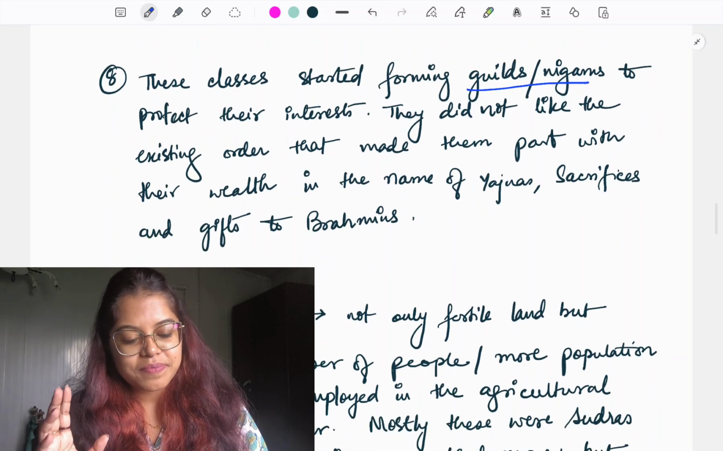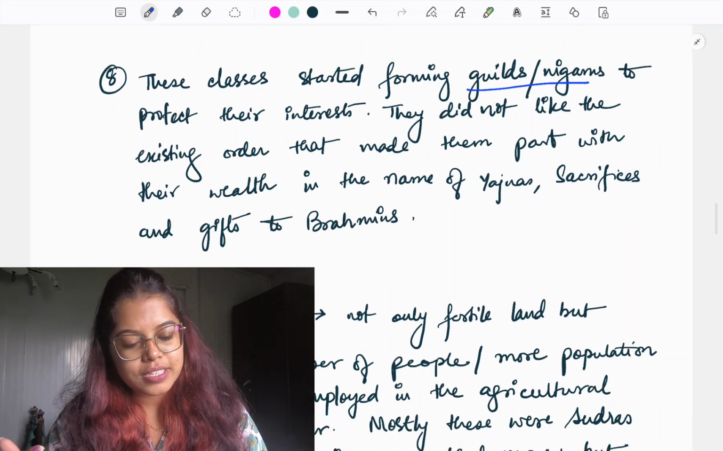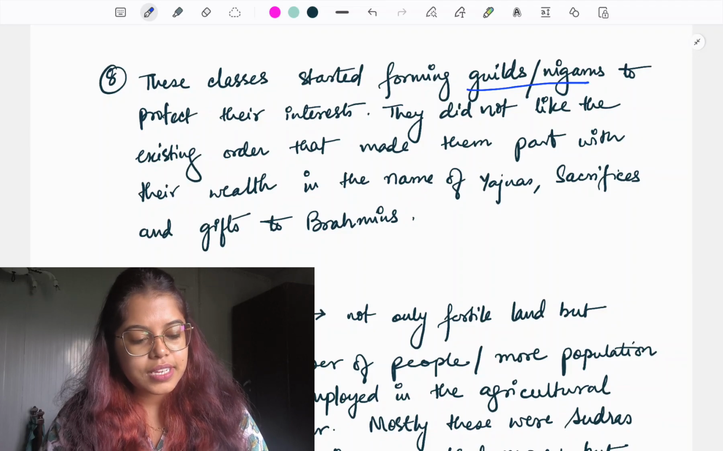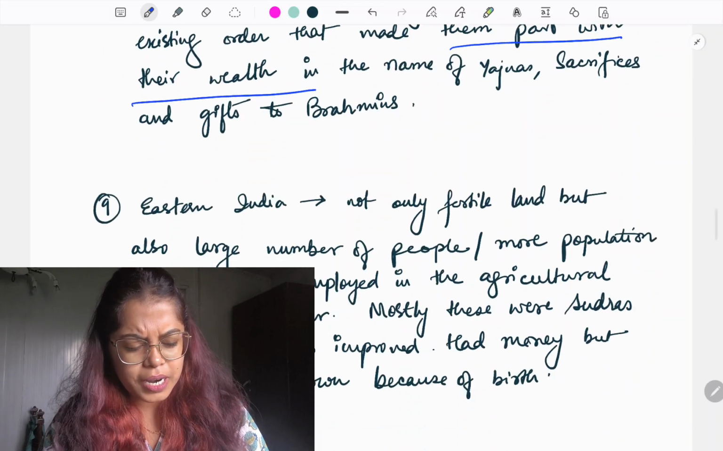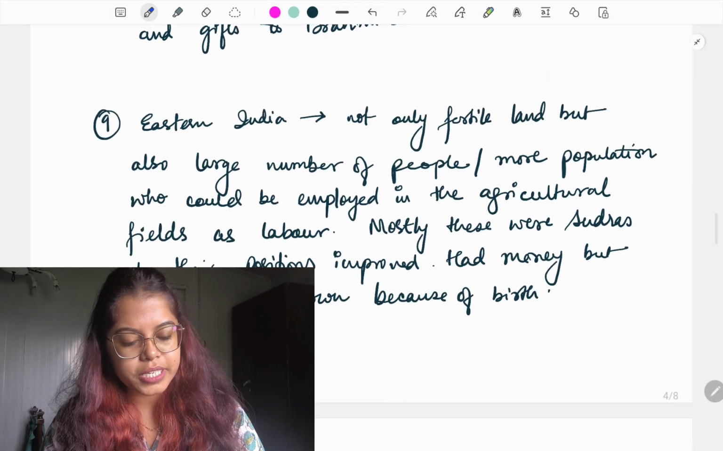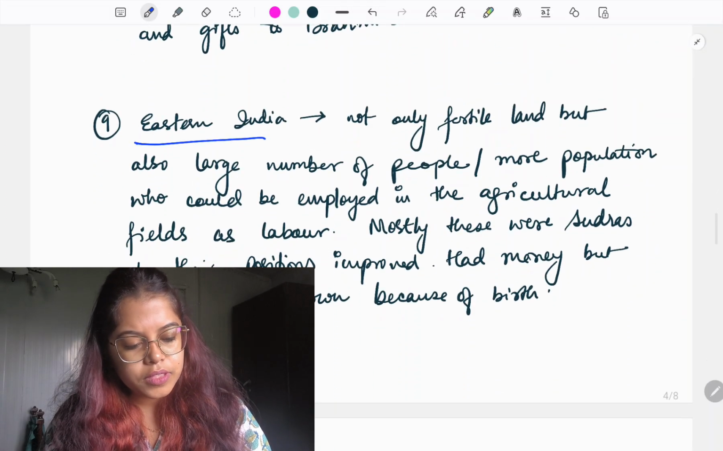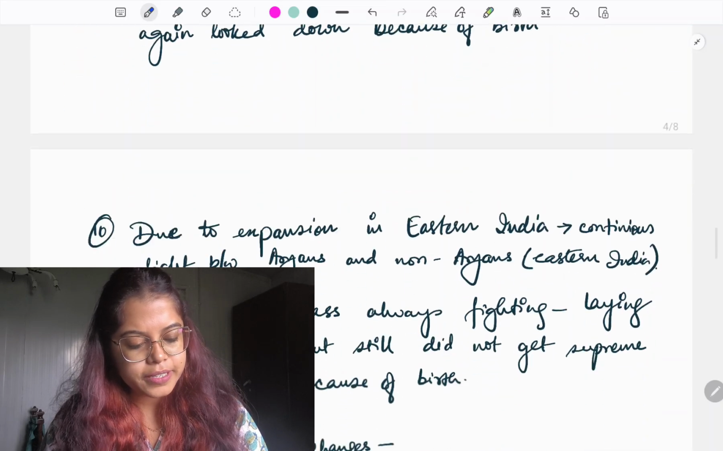So anyways, the classes started forming guilds or nigams to protect their interests. They did not like the existing order, and they had to part with their wealth and all. I think this point is self-explanatory. Then Eastern India, not only fertile, this point also I have explained.